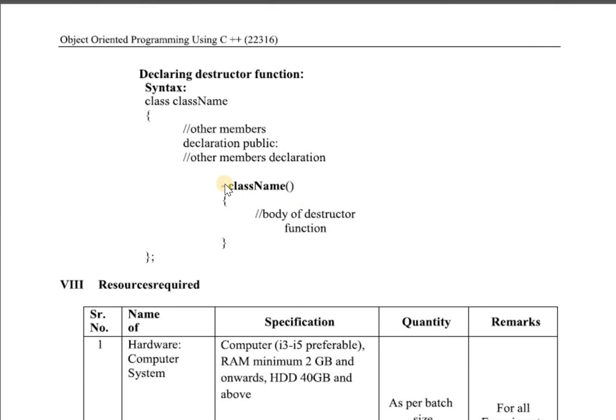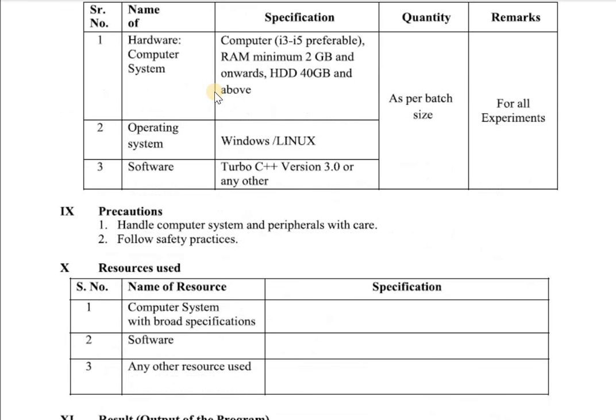Okay, let's see the syntax for declaring a destructor function. Here is one class. Then here the destructor function is written. I already told you that the destructor also has the same name as the class name, but it is prefixed by the tilde symbol. The tilde symbol represents that this is a destructor, and in that destructor function you write the body for the destructor function. This is the general syntax for declaring a destructor. This is constructor and destructor in C++.